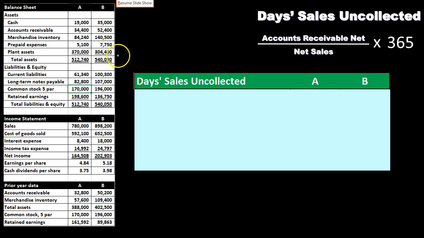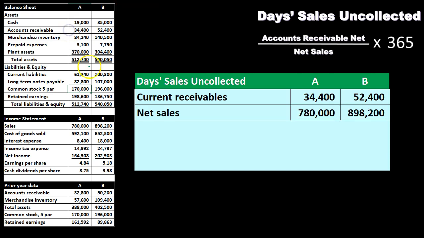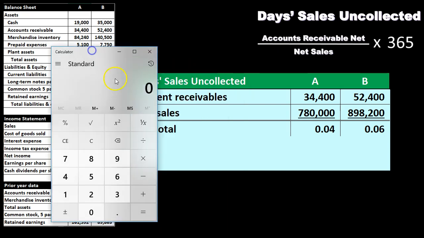Let's take a look at an example. Here's our data. Here's the balance sheet. Here's the income statement. We're going to be calculating first the current receivables. So the current receivables are the $34,400. Note, once again, not the average, but the receivables on the balance sheet of the current time period. And here they are, the $34,400. We're going to take that and divide it by the net sales. The net sales are going to be on the income statement. So here's our net sales. We're going to divide those out and we're going to get the subtotal, in our case, of the 0.04.